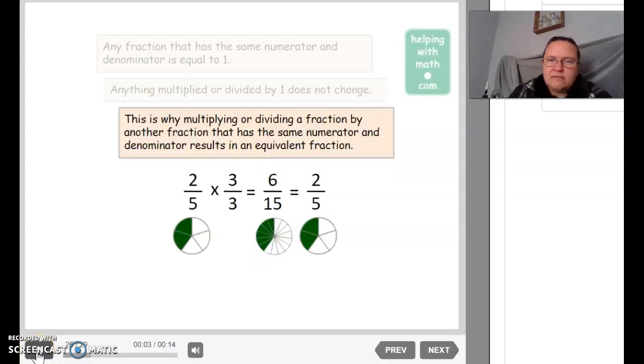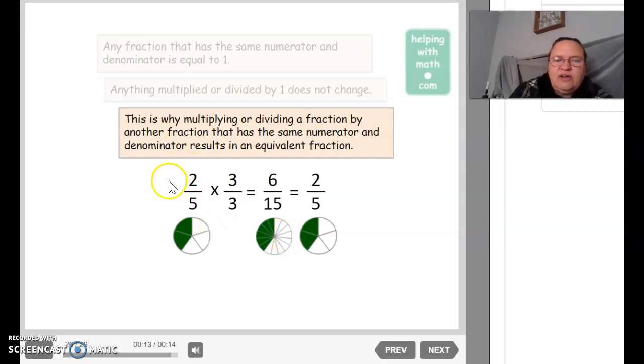This is why multiplying or dividing a fraction by another fraction that has the same numerator and denominator results in an equivalent fraction. Okay, that makes sense, guys, because remember we said if you say 5 times 1, the 5 stays the same. And with a fraction, if we've got 2/5 and we times it by 1, we're still left with 2/5. But all that they've done is change the amount of pieces, but the size of the pie stays the same. That is amazing.